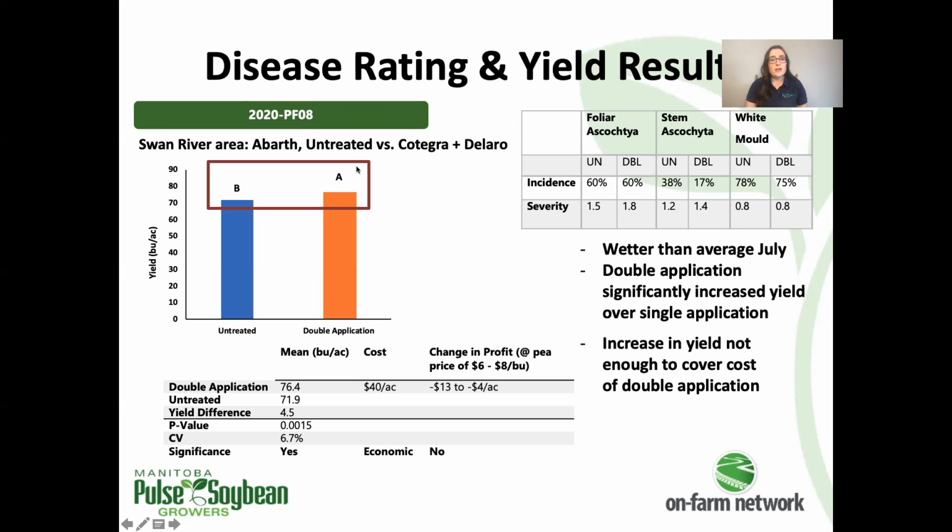And there was a significant increase in yield with the fungicide application. So the double application increased yield by 4.5 bushels an acre compared to untreated peas. However, that increase wasn't quite enough to pay for the cost of that double application. So obviously these numbers can vary a bit depending on what price you're getting for your peas, what your actual costs are. But using our estimates, it wasn't quite enough of a yield boost to pay for that double application, but it did significantly increase yield.